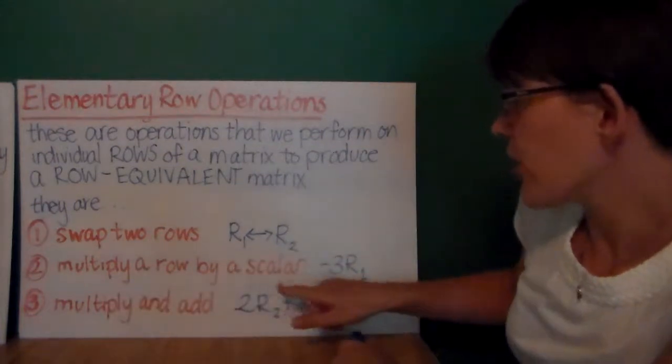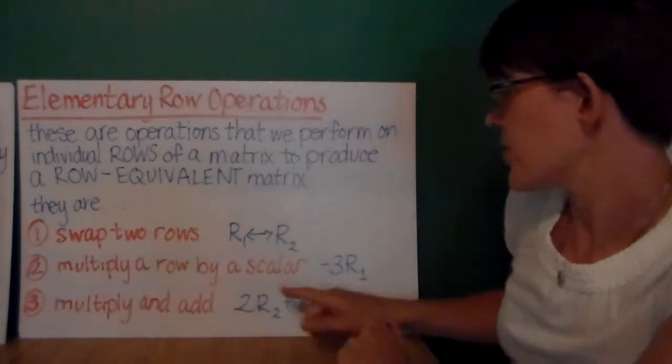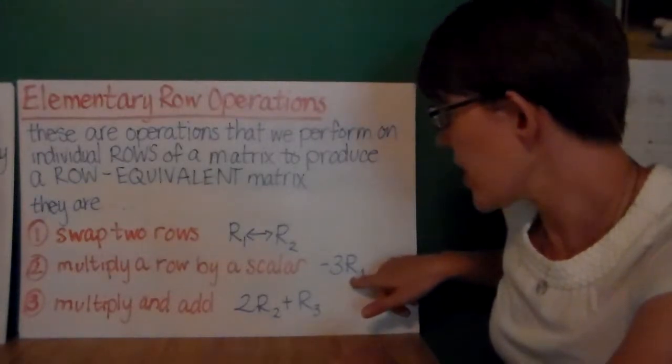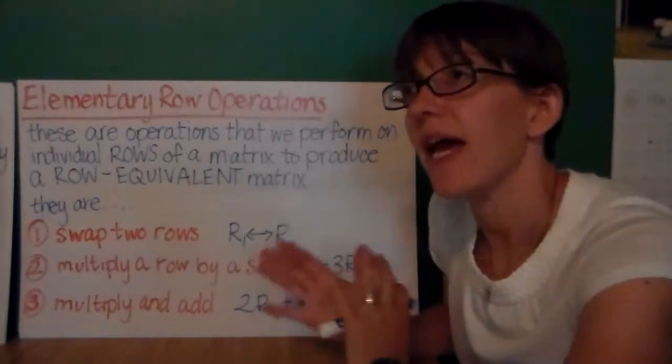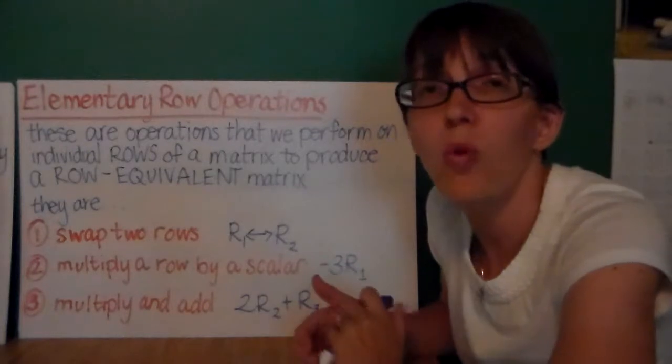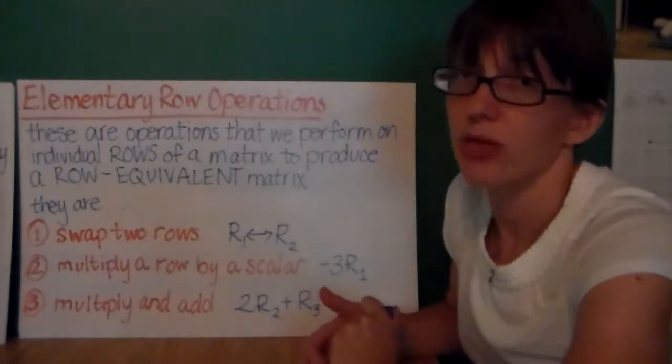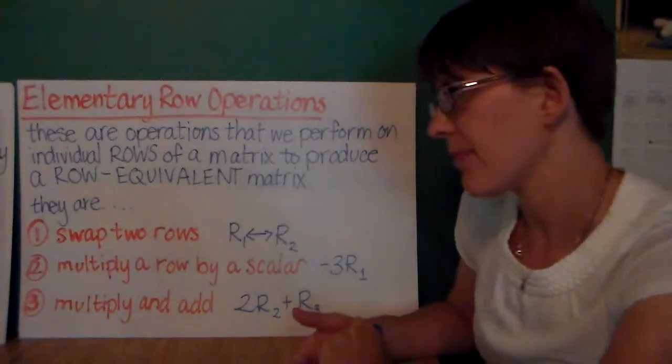We can multiply a row by a scalar. So here I'm saying let's multiply row 1 by -3. Every single entry in row 1 will be multiplied by -3. All the other numbers in the matrix are going to stay the same.